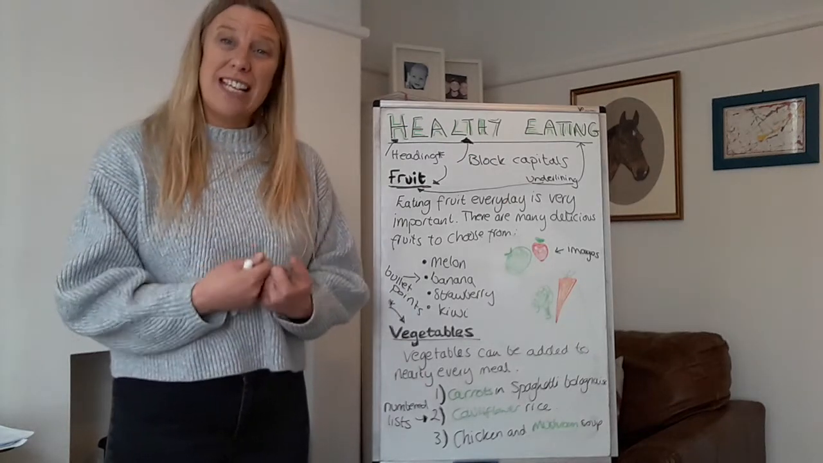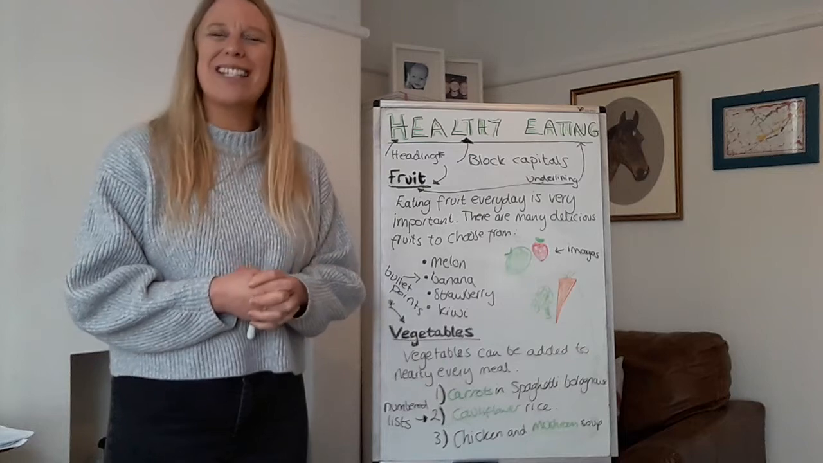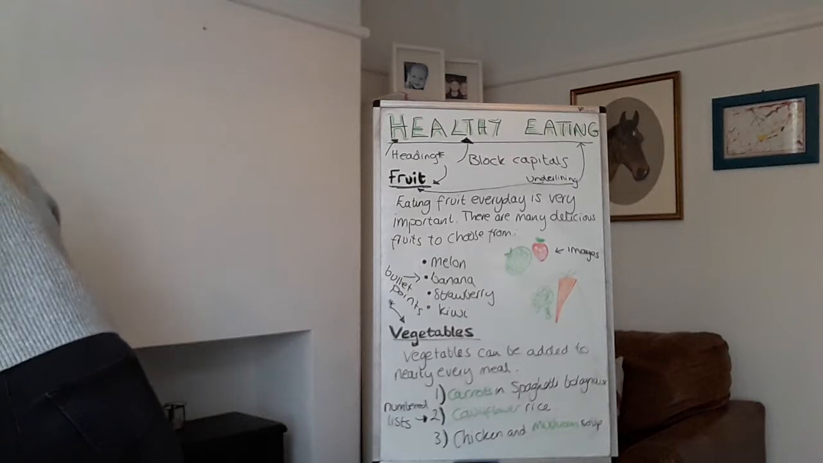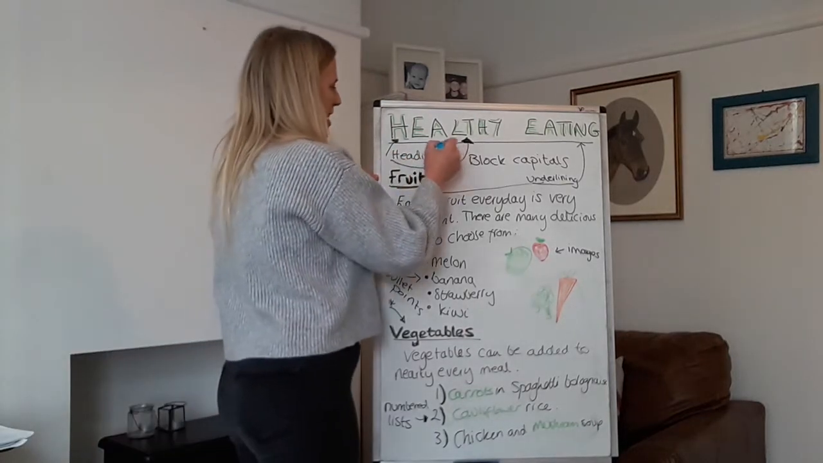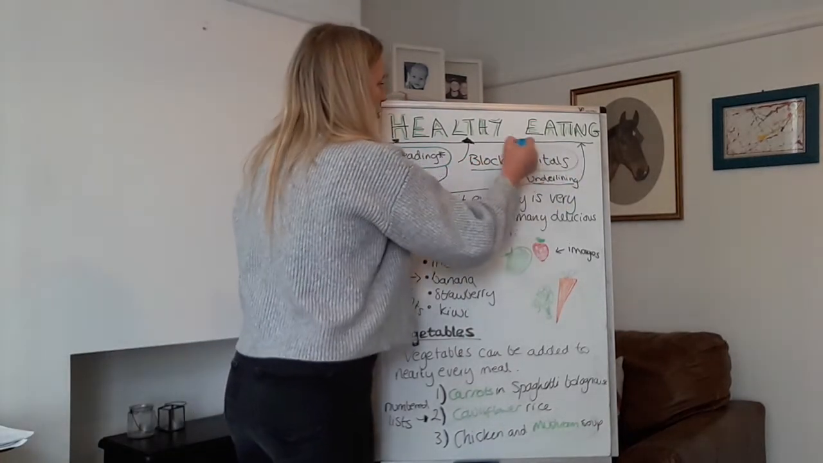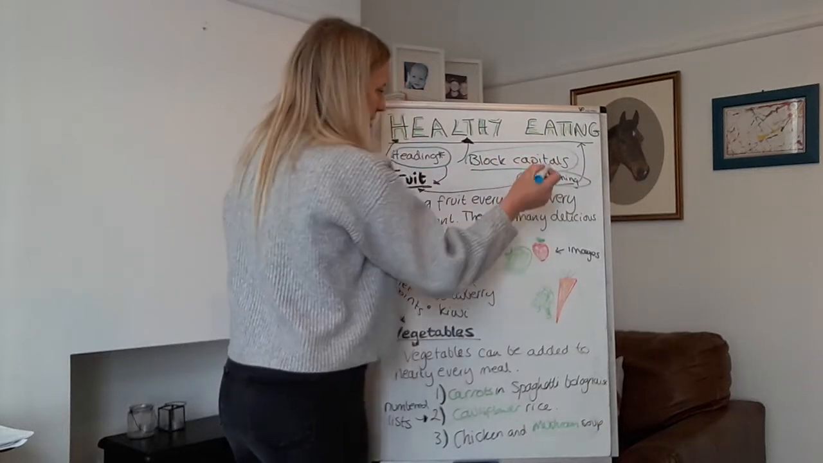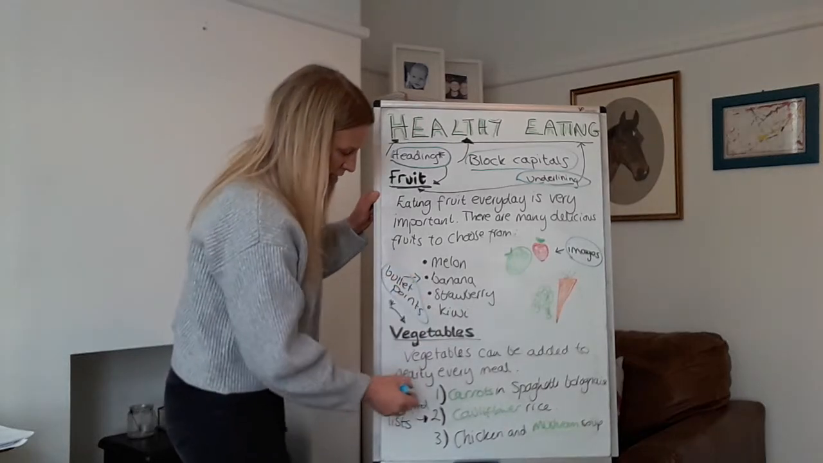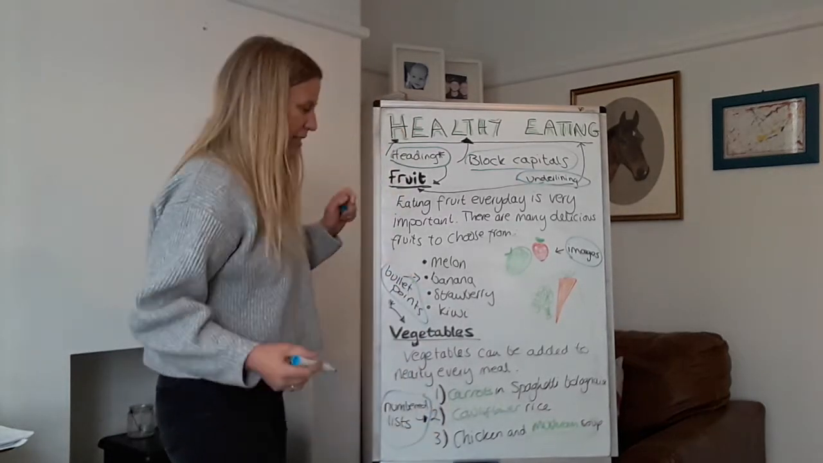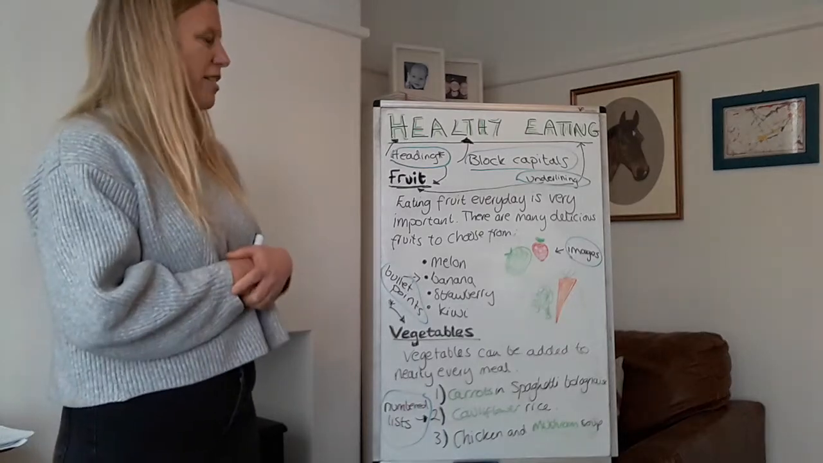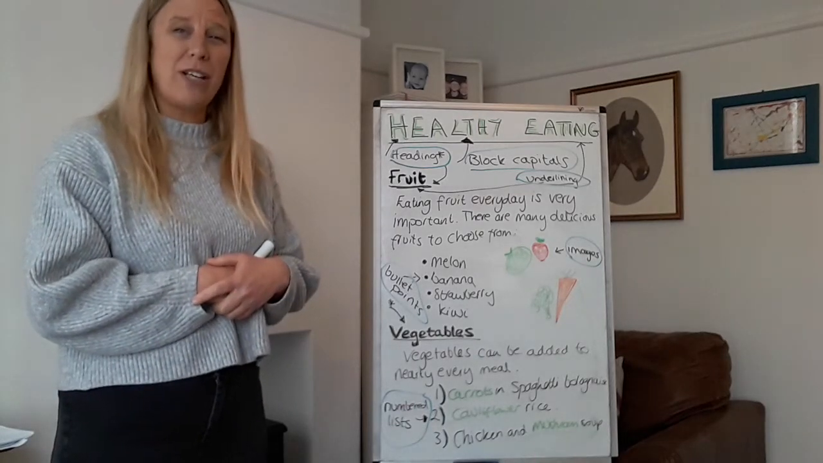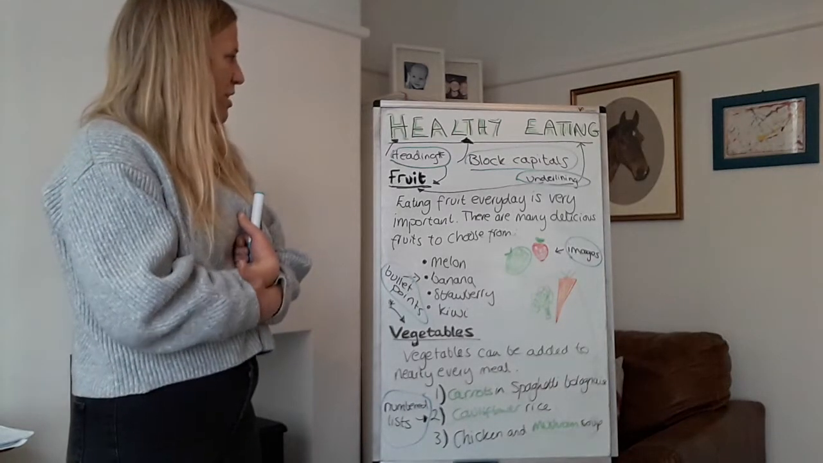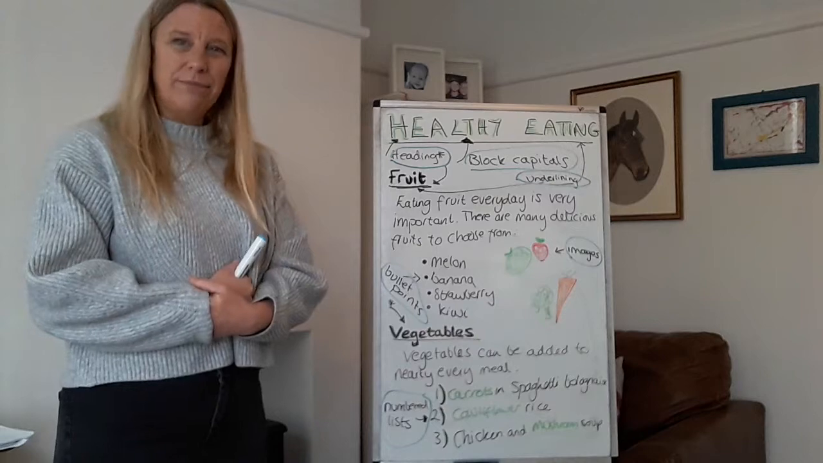So you need to learn the names of these features because they come up in your exam. You need to learn these words: headings, block capitals, underlining, images, bullet points, numbered lists. You need to learn those because they will come up in your exams, and there are some other ones too, but those are some of the main ones you need to learn to start with.